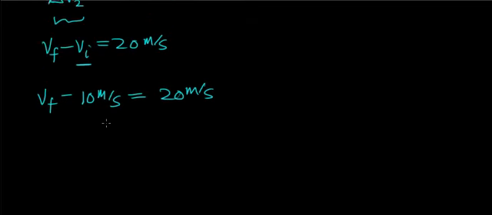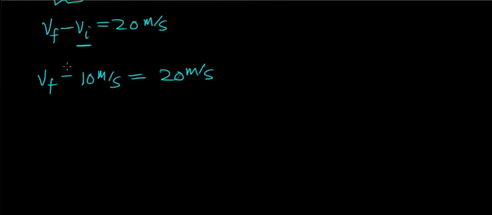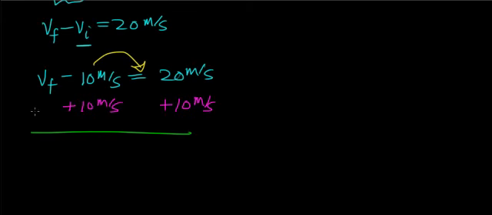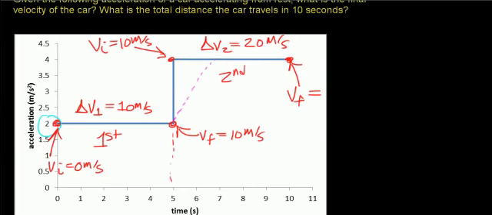Now what you need to do is algebraically solve this equation by taking this 10 meters per second and moving it over to the other side. To do that, you add 10 meters per second to both sides of the equation. When you do that, you should see that your final velocity equals 30 meters per second. 20 meters per second plus 10 meters per second is 30 meters per second. And so the final velocity at the end of accelerating is going to be 30 meters per second.